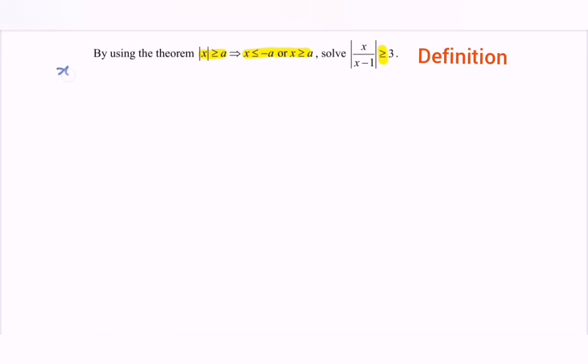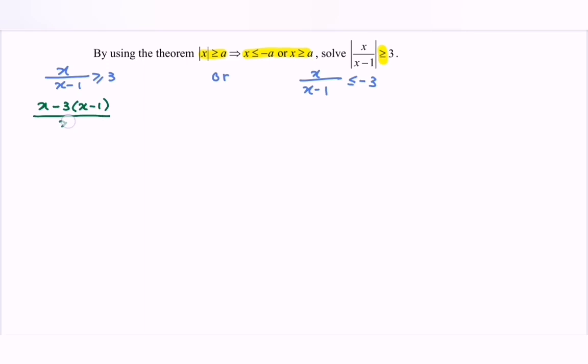Where we have x over x minus 1 greater or equals to 3, or we have x over x minus 1 less than or equals to negative 3. So that is the definition. Focus on the left hand side. We have x over x minus 1 minus 3, equate the denominator, x minus 1 over x minus 1, greater or equals to 0.